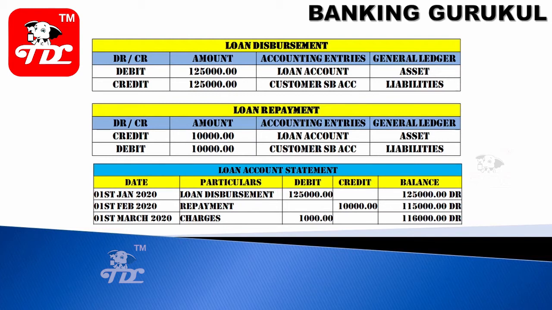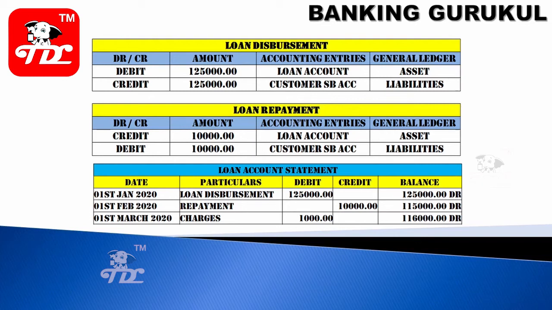Same thing if you debit charges. A loan will have processing fees or annual maintenance charges. Some charges you can debit to a loan account. If you debit 1,000 rupees to the loan account, it has become a debit, which would normally mean it should be reduced, but it is an asset account. When you debit, the balance is increased to 1,16,000 rupees.